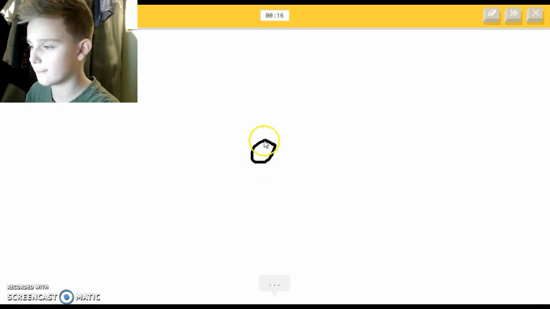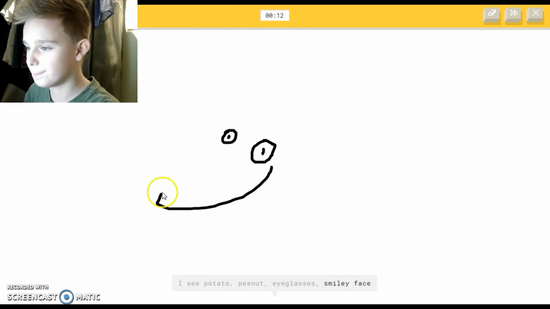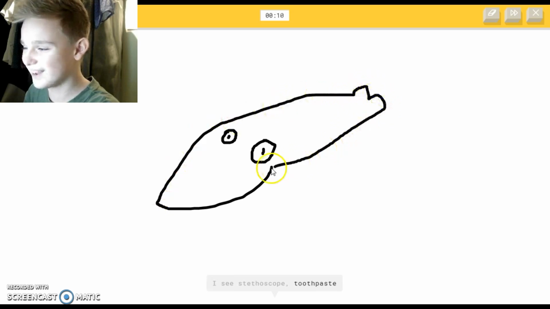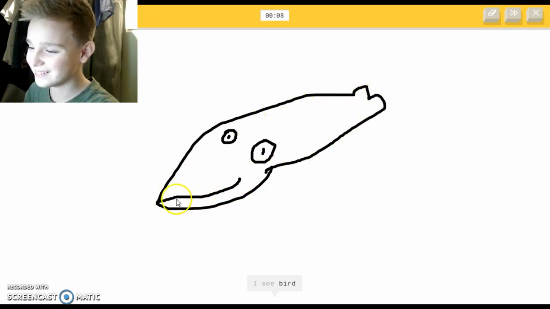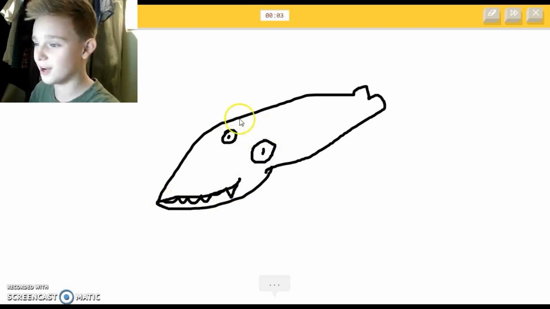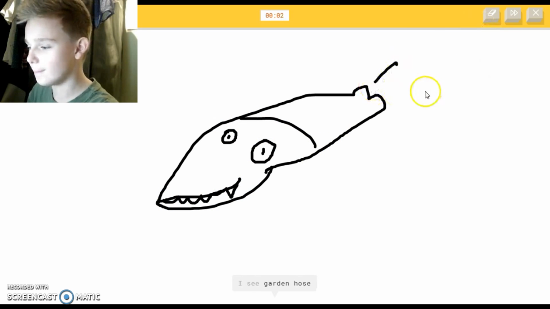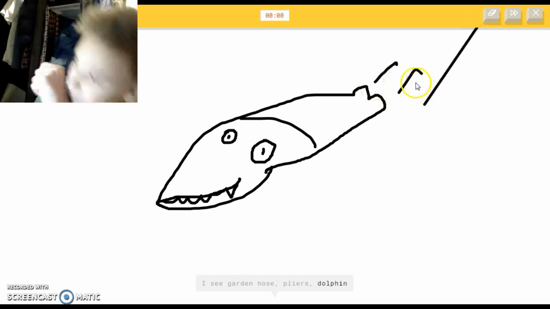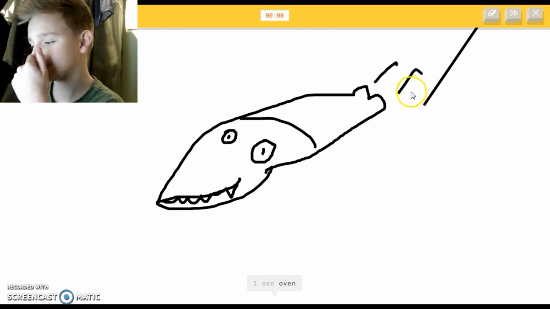Okay. I see potato. Or peanut. Or eyeglasses. Or smiley face. I see stethoscope. Or toothpaste. Or marker. I see bird. Oh, my God, or mosquito. Or eraser. This is a shark, guys. Oh, no. Swim. I see garden hose. Or pliers. Or dolphin. Or lobster. Sorry, I couldn't guess it.